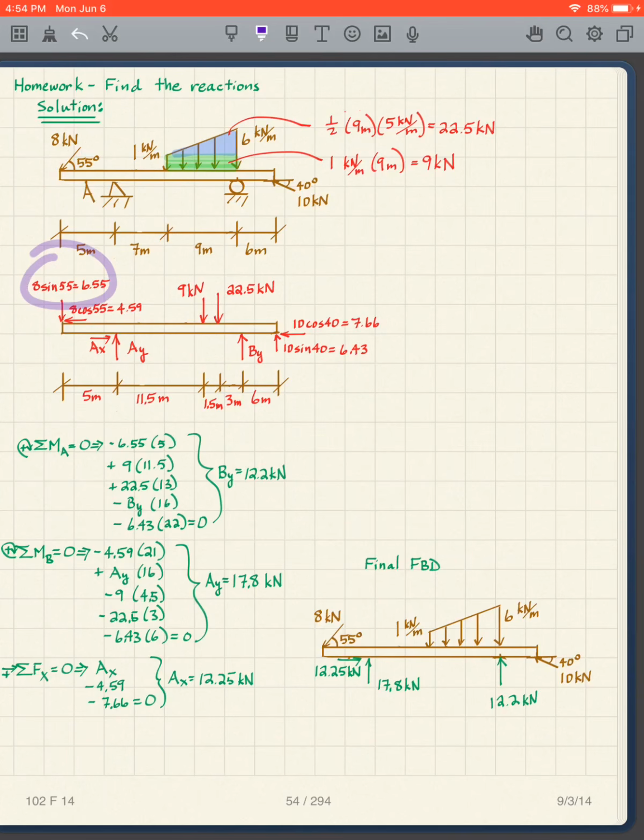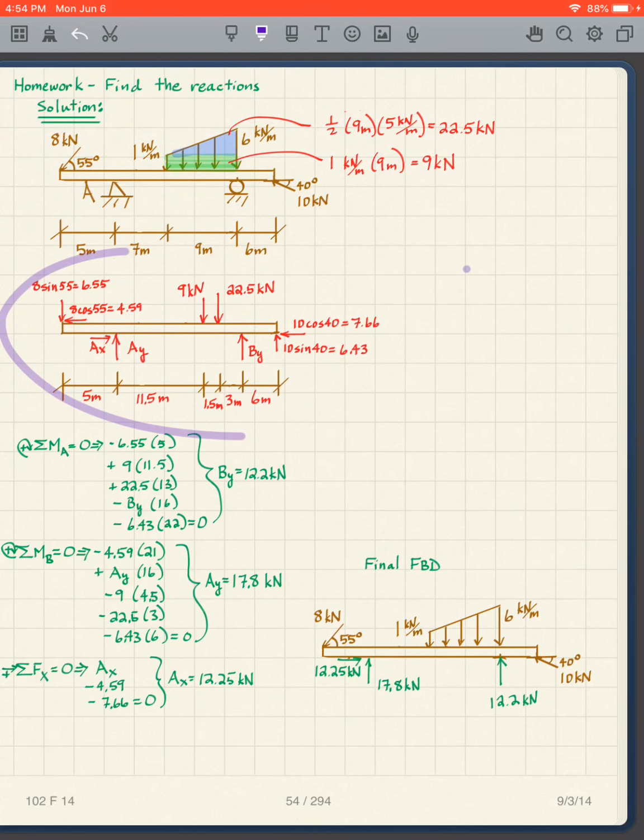So 18 sine of the angle was downward. 18 cosine of the angle is that one. Again, we break this into two parts, the green and the blue. This is going to be 1 times 9 for that one. That means this is 5. So that's going to be 1/2 the base times the height, 1/2 9 times 5, 22.5 kilonewtons.